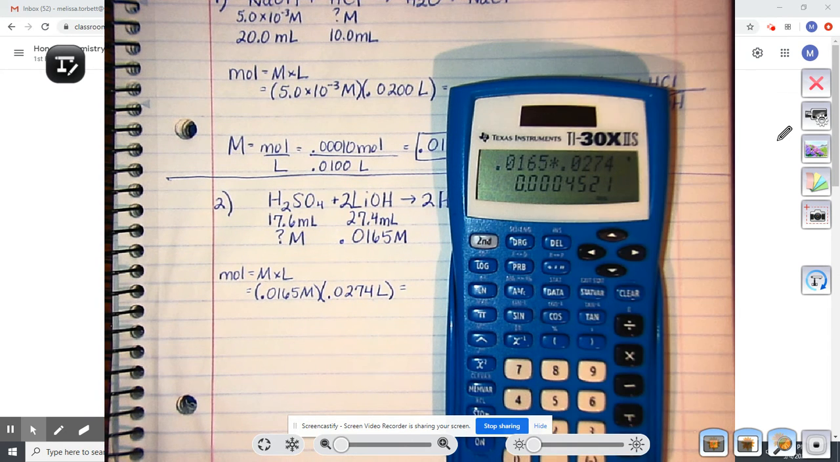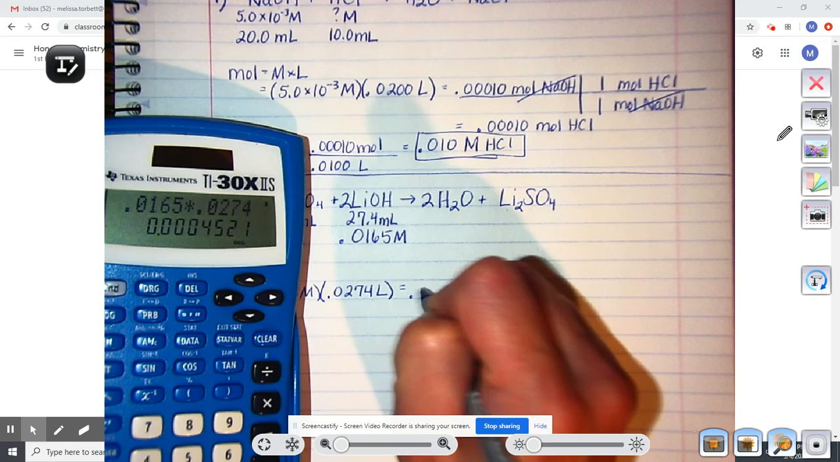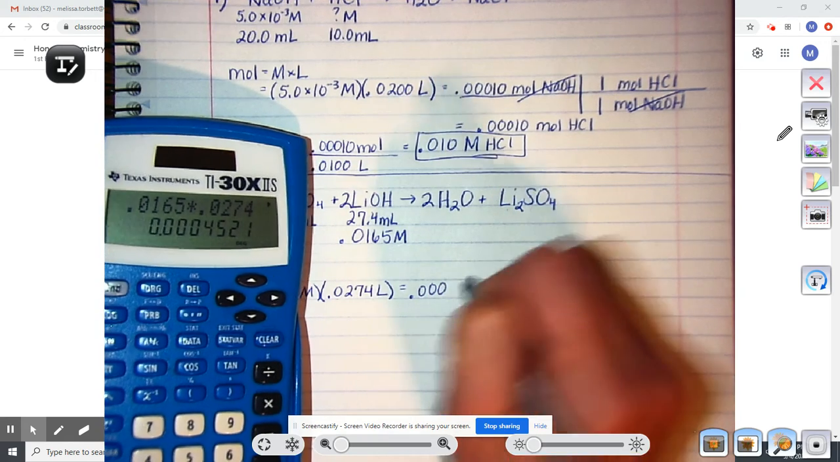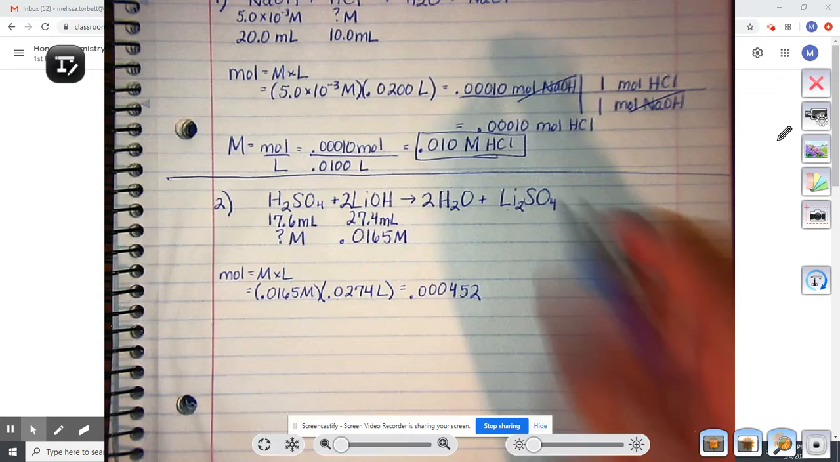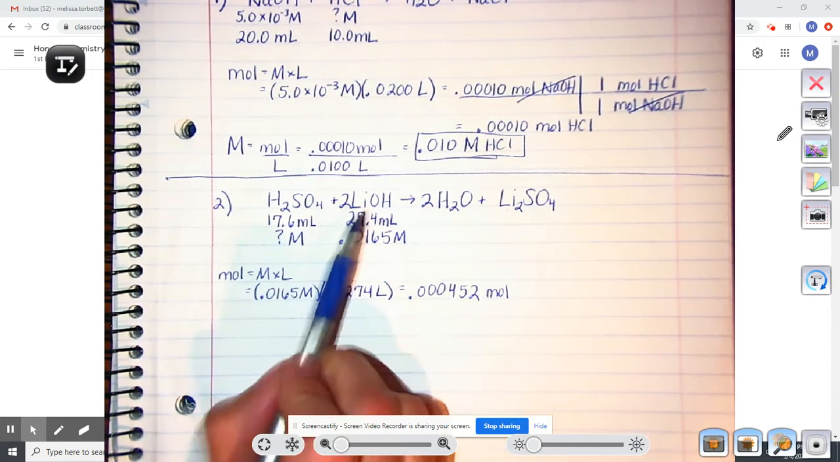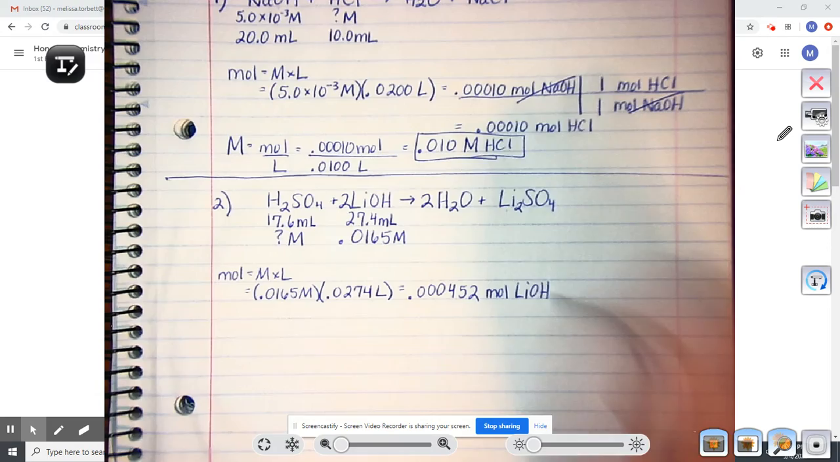And again, the numbers of moles are relatively small. But again, if you want to do that in scientific, you can. If you want to leave it like this, you can. I'm going to leave it like this. So I'm going to have 0.000452. Okay. And that is moles of that right there, lithium hydroxide. Okay, moles of lithium hydroxide.